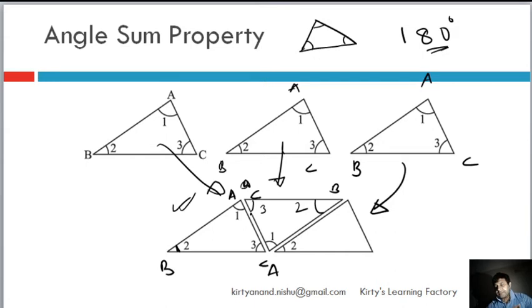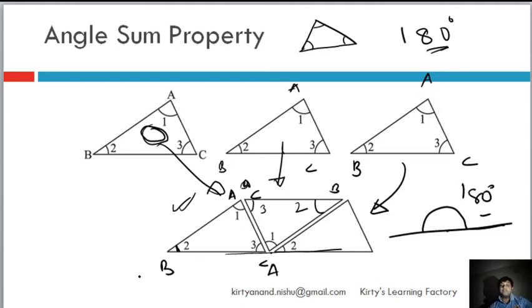And once you rearrange the triangles like this, you will see that basically it is forming a straight line. So angle 1 plus angle 2 plus angle 3, which basically is the three internal angles here, you will see that this is forming a straight line around a point, which is this point, right? And we know that around a point, if there is a straight line, what is the angle? It is 180 degrees.